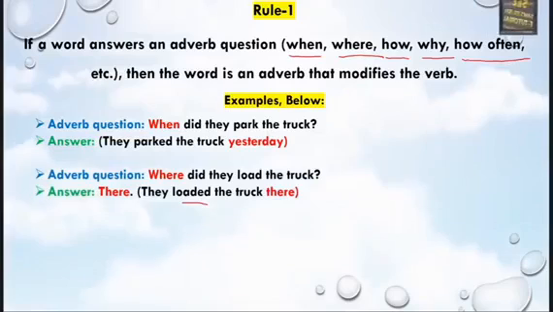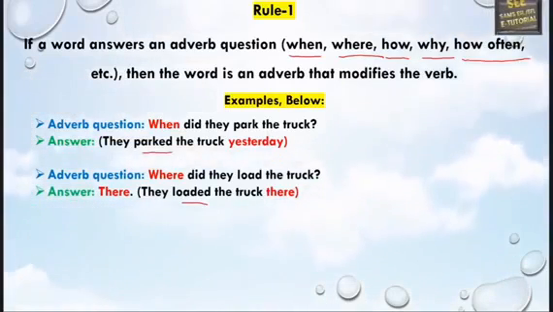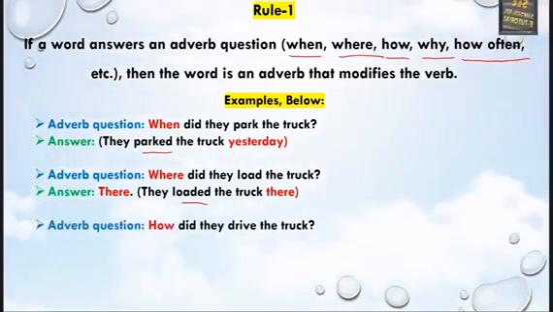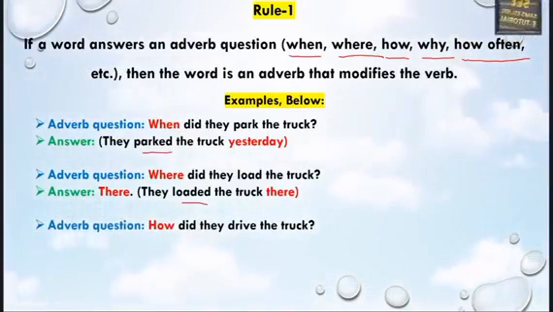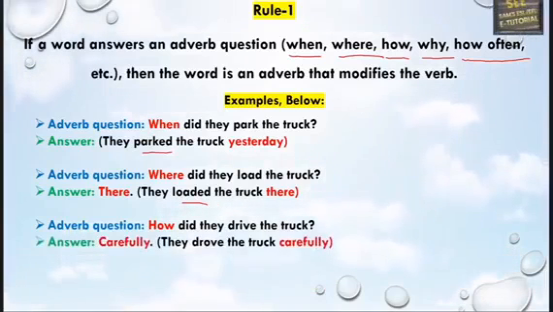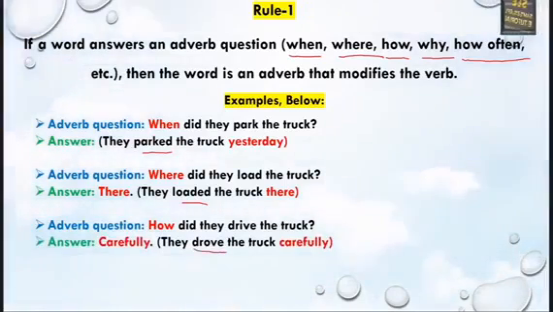Please take notes. That is "yesterday" modifying the verb "packed." The next adverb question will be, how did they drive the truck? This poses a question of manner, and the answer will be, they drove the truck carefully. So "carefully" modifies the verb "drove."